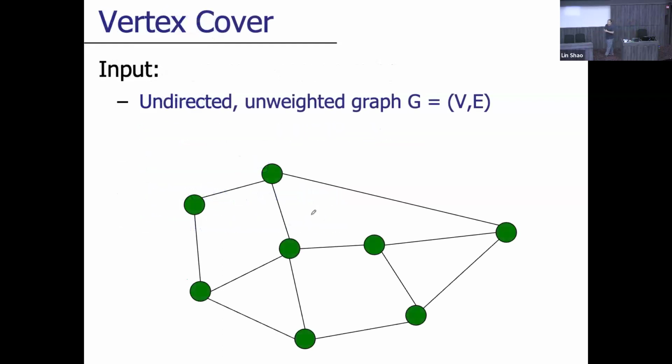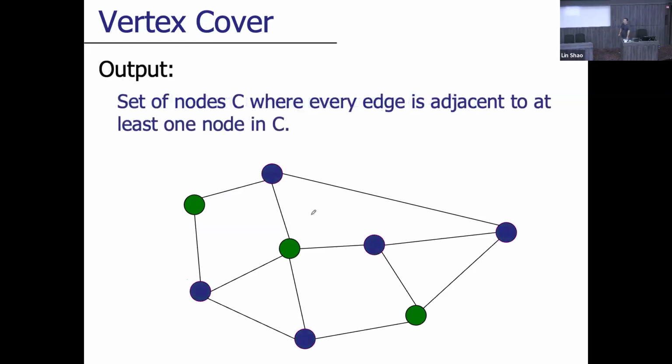So the vertex cover is a very classical problem. The input will be an undirected, unweighted graph, which is very good and simple. The output of the vertex cover would be a set of nodes where each of the edges is adjacent to at least one node in C. That is, we are going to cover all the edges with vertices. This is the definition of the vertex cover.